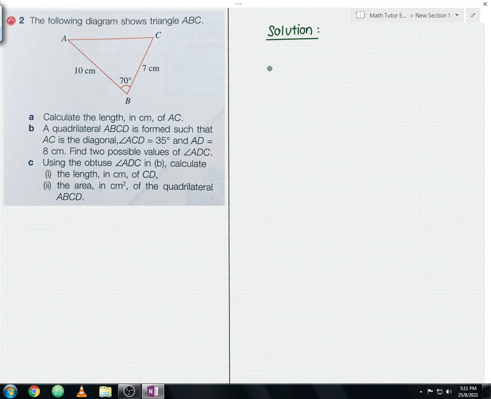Okay, let me read the question now. The following diagram shows triangle ABC. So this is the diagram ABC. Okay, so continue to read the question. Calculate the length in centimeter of AC.